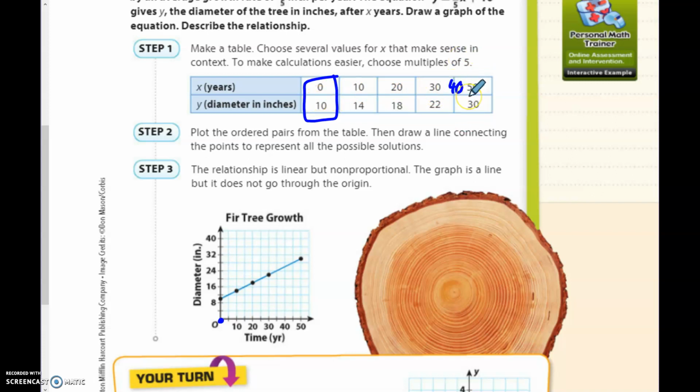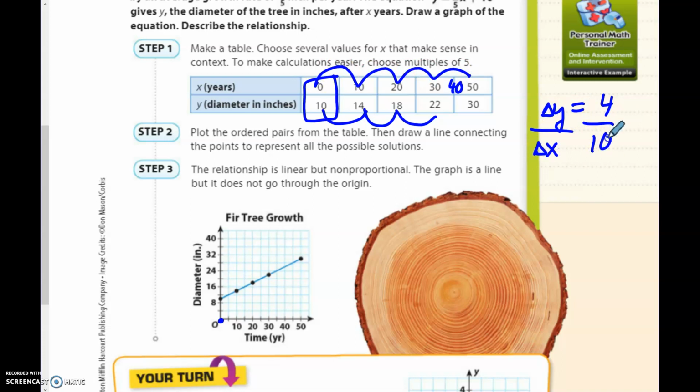So as long as we keep the pattern going, what is this change? Well, 10 to 14 is 4, 14 to 18 is 4, 18 to 22 is 4. So my change in y is 4. Now what is doing for my change in x? My change in x is going up by 10s. So this simplifies to 2/5.